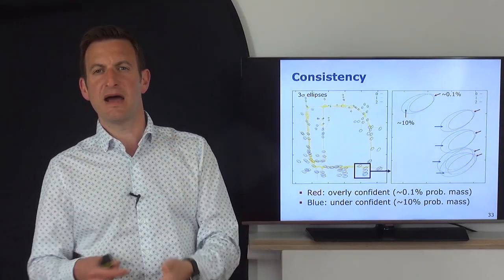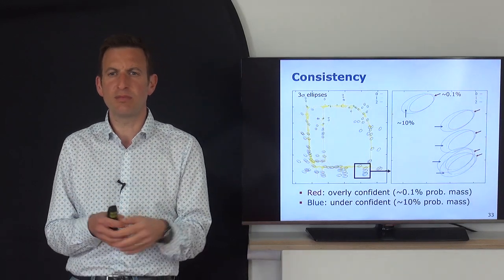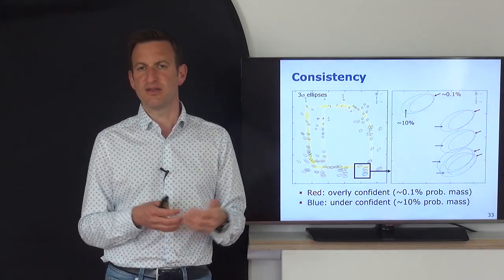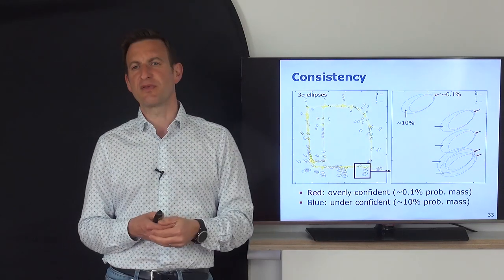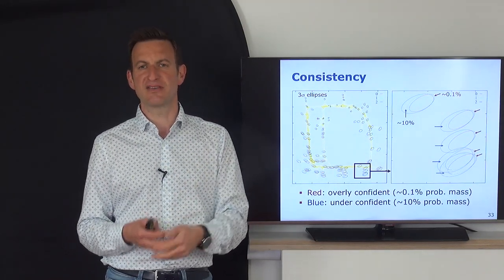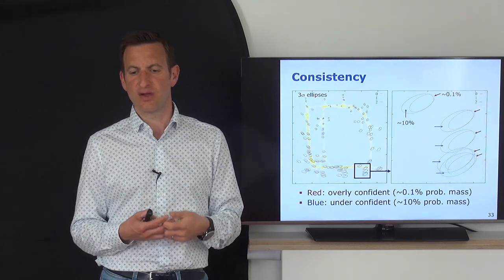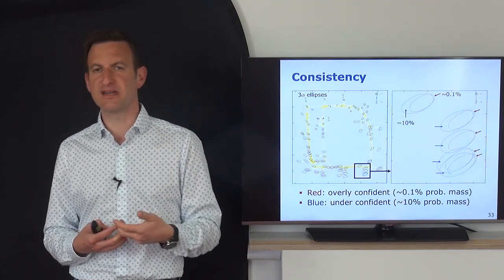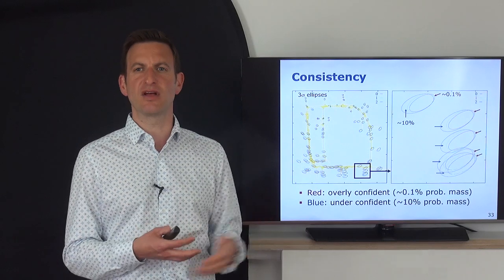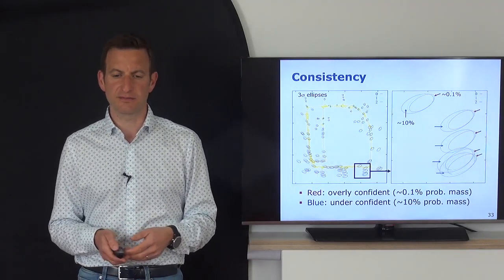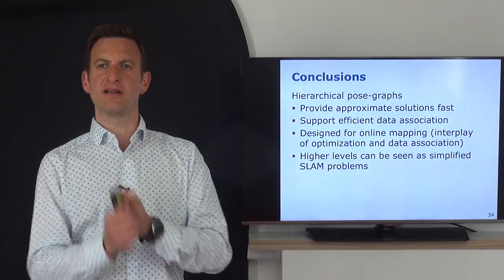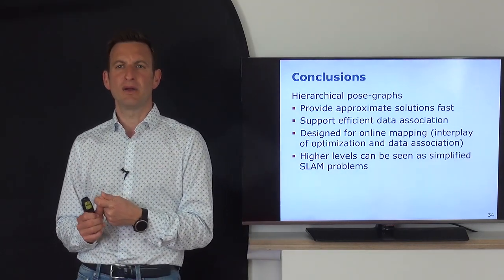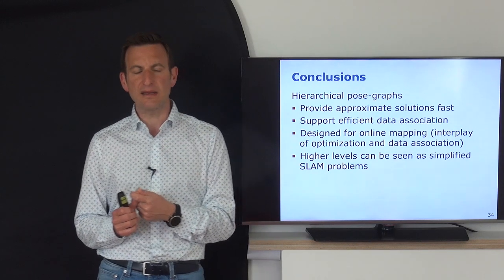Still, keep in mind that this is an approximation of the original problem, but an approximation that you can solve much faster. Often you actually get better results with this approach because you have a better initial guess, especially in situations where you have a very bad initial guess. So to conclude, what the hierarchical pose graphs do is provide an approximation of the original problem, but one which you can typically solve quite quickly.